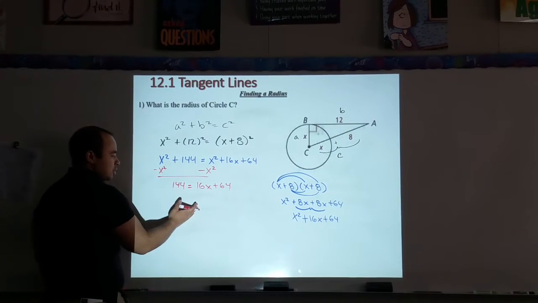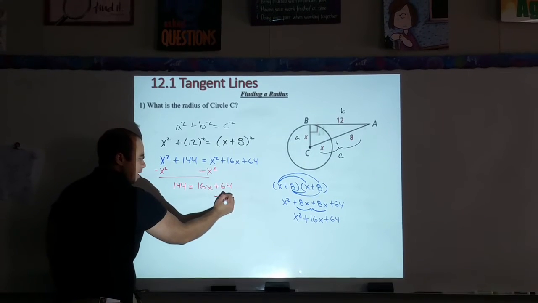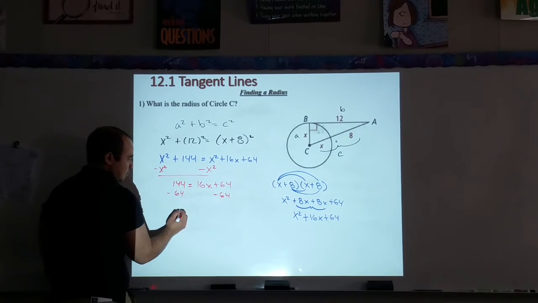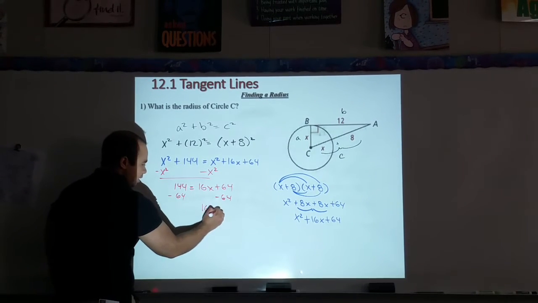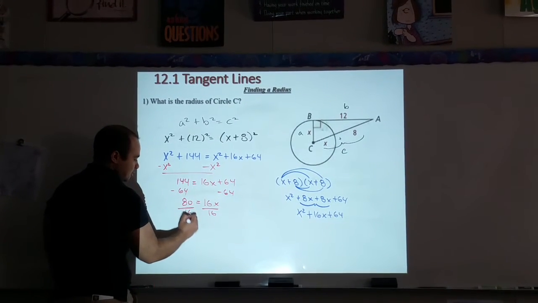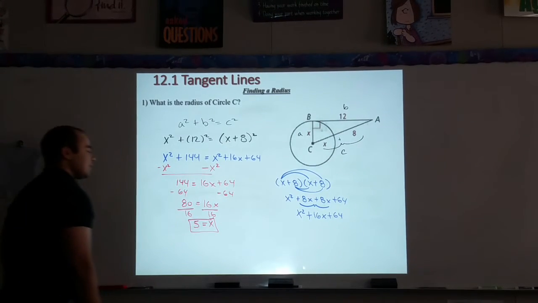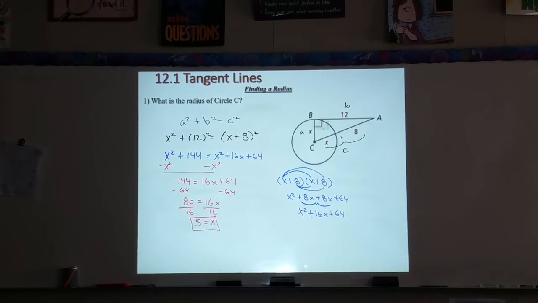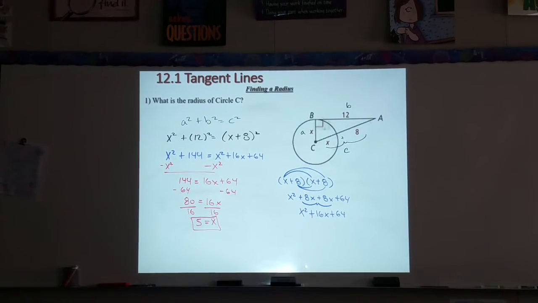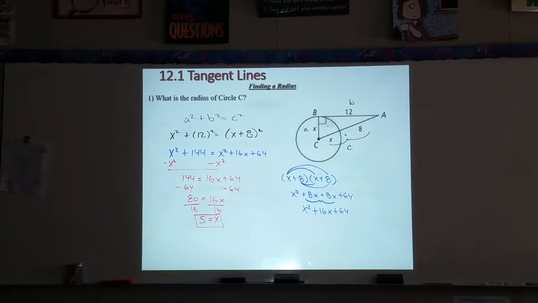Now this is just a traditional algebra problem. We need to bring the 64 over and then solve for x. So subtract 64. You've got 16x equals 80, divided by 16. And in this case, x equals 5. So your radius has a length of 5. Go ahead and try example 2. Pause the video. Go ahead and try example 2 before I get to it. See if you can do it without me.